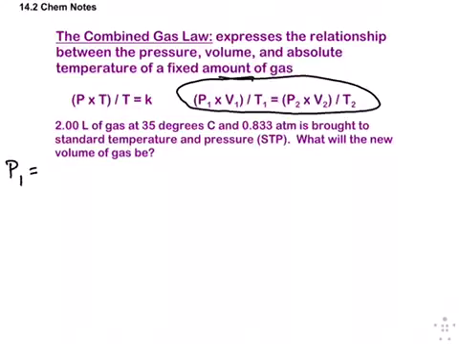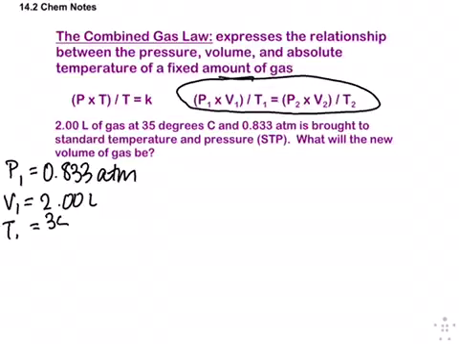Initial pressure looks like 0.833 atmosphere. Initial volume is 2 liters, and temperature one is 35. What do we need to do to that 35? 273. And we get, is it 35? Yeah. 308, yep, thank you. Then it is brought to standard temperature and pressure. What will be the new volume?